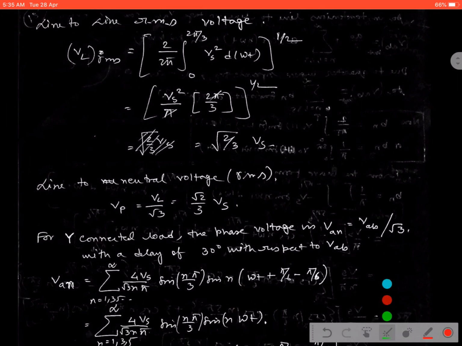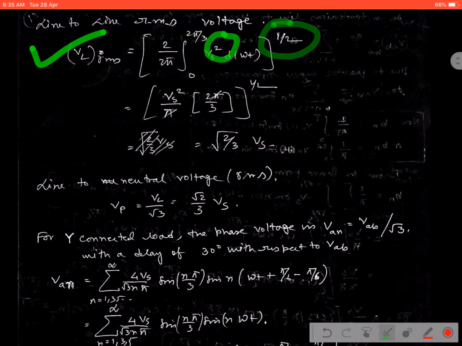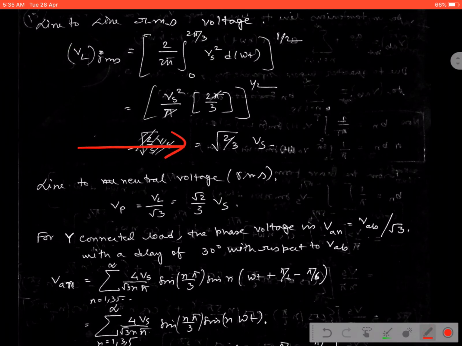So before that, do one thing. First find out the RMS value of the voltage. RMS value means root mean square. That is why V_L,RMS equals the square root of 1 by 2 pi times the integration from 0 to 2 pi by 3 of Vs squared d(omega t). That means this is the RMS value. After simplification, we will get the result, that is under root 2 by 3 Vs.